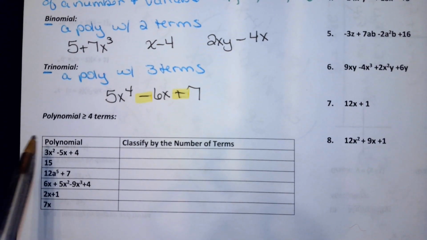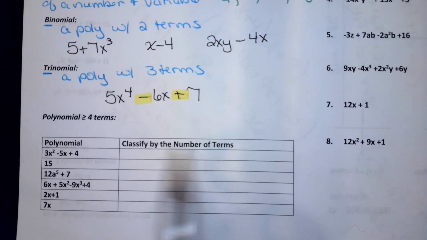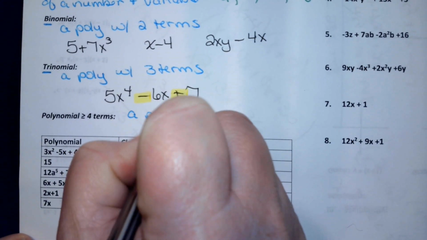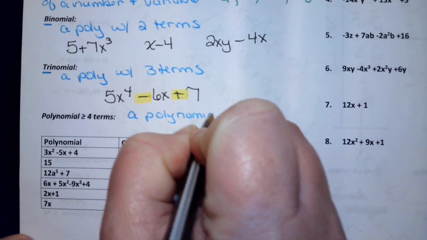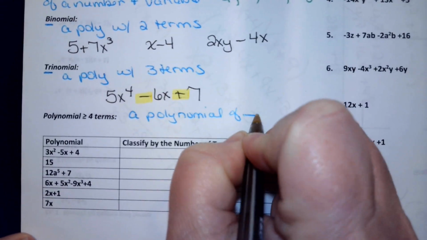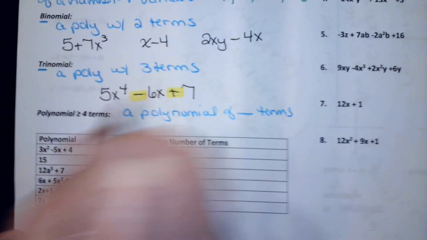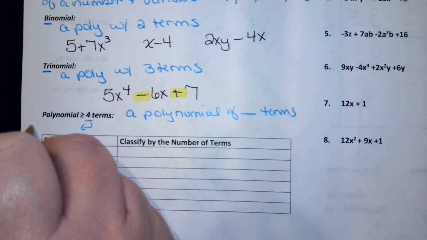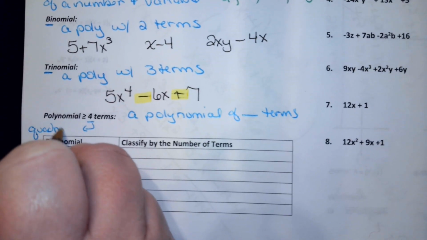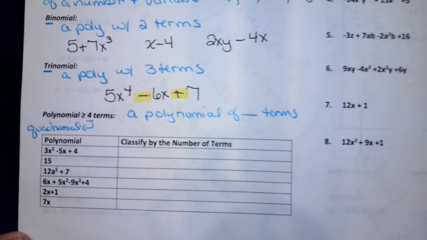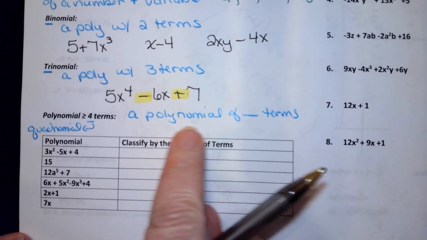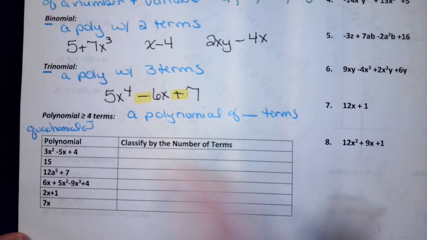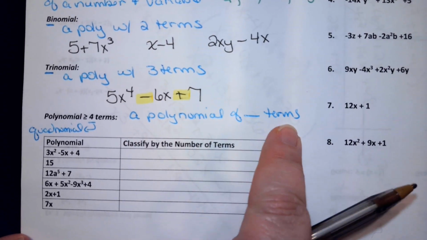And then finally, if you have a polynomial that has 4 or more terms, we're going to say that it is a polynomial of that many terms. But I will say from time to time, when you have 4 terms, I've seen it called a quadnomial. So we could either say a polynomial of 4 terms, or we could say it's a quadnomial. If it had 7 terms, we would say a polynomial of 7 terms.